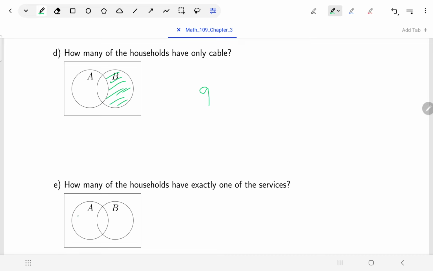So exactly one could be one of 2 places. Maybe you only have Netflix, so you're only in the A circle, you don't have cable. Or maybe you are only in the B part, you only have cable, you don't have Netflix. We're of course not including the overlap, because those would be the households with 2 services. So only Netflix, we know that there were 64 of those households, and only cable, we know that there were 9 of those households. So 73 households altogether have exactly one of the 2 services.